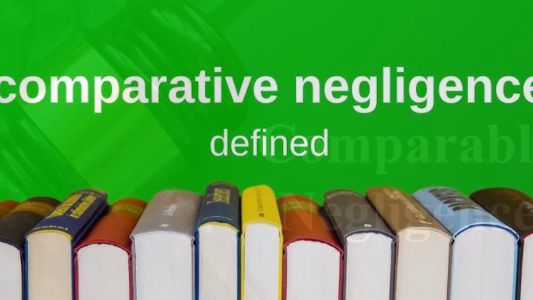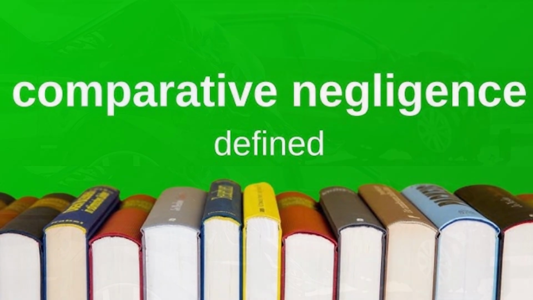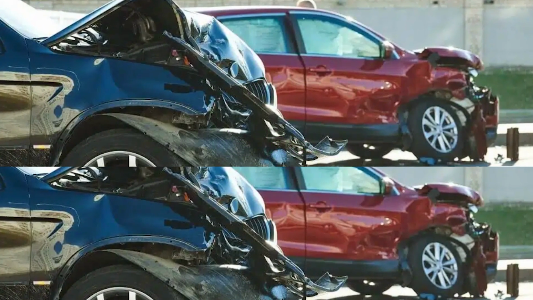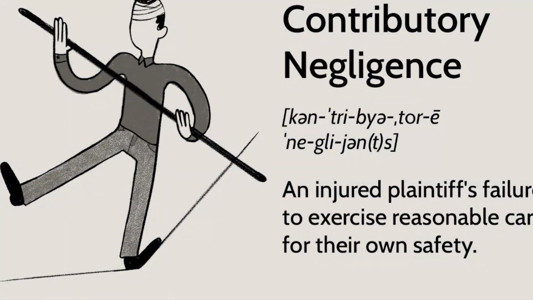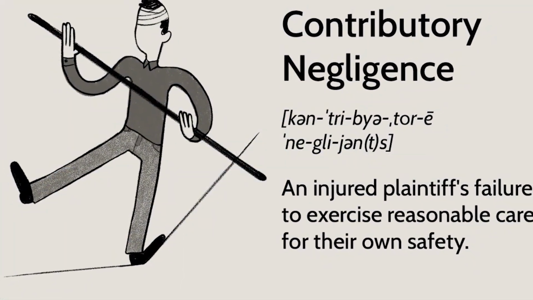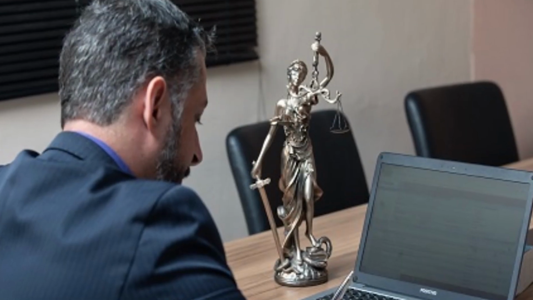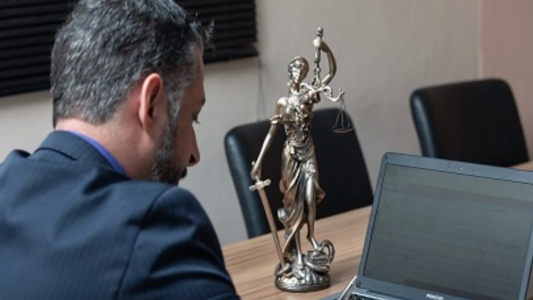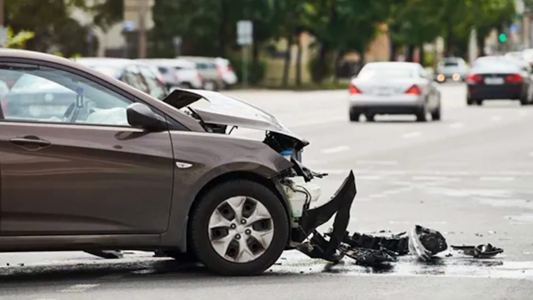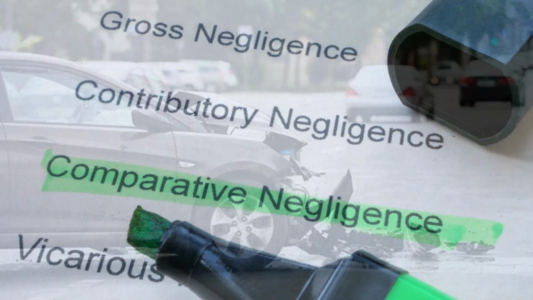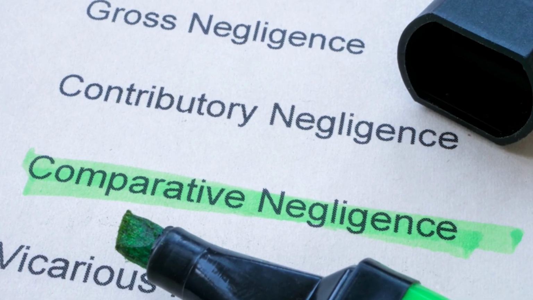There are different types of comparative negligence rules, and the system used depends on the state where the accident happened. The first type is called pure comparative negligence. In a pure comparative negligence system, you can recover damages no matter how high your share of fault is. Even if you were 90% responsible, you could still recover 10% of your damages from the other party. States such as California, Florida, and New York follow this rule.